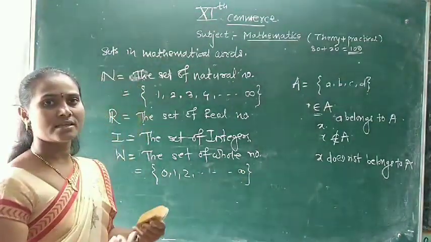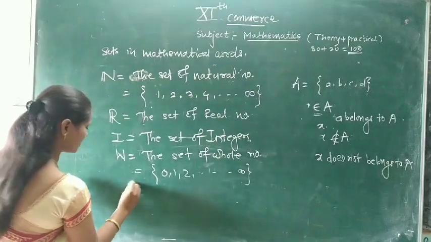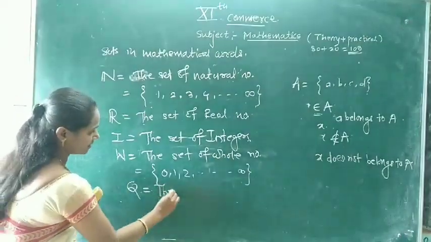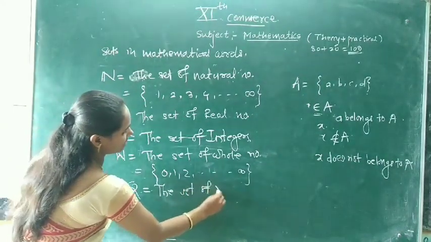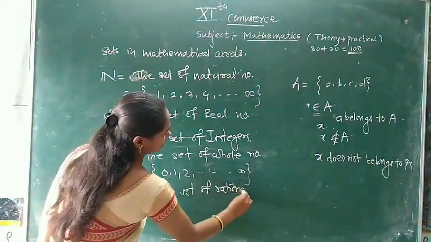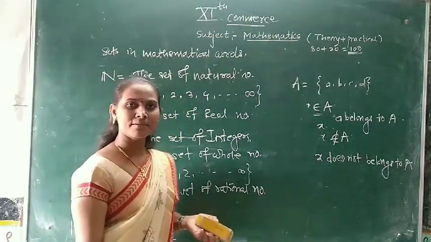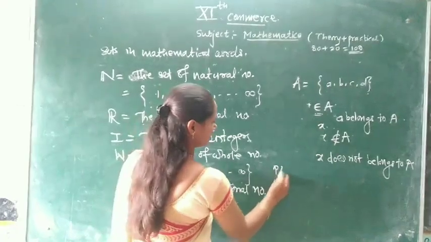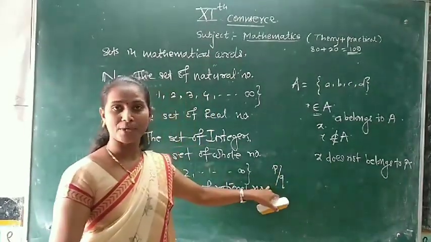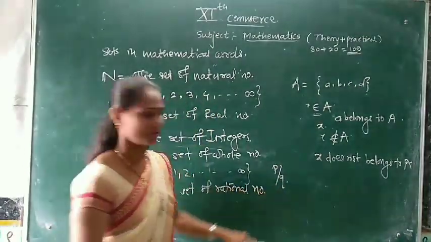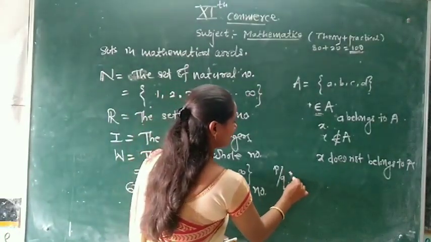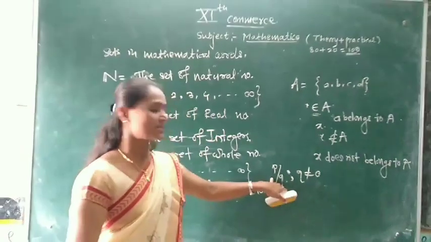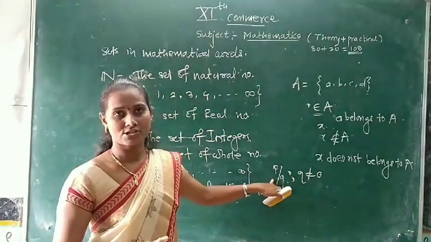Now next we see rational numbers. It is denoted by Q, the set of rational numbers. So what is meant by a rational number? The numbers in the form of P by Q, where Q is not equal to 0. These numbers are called rational numbers.